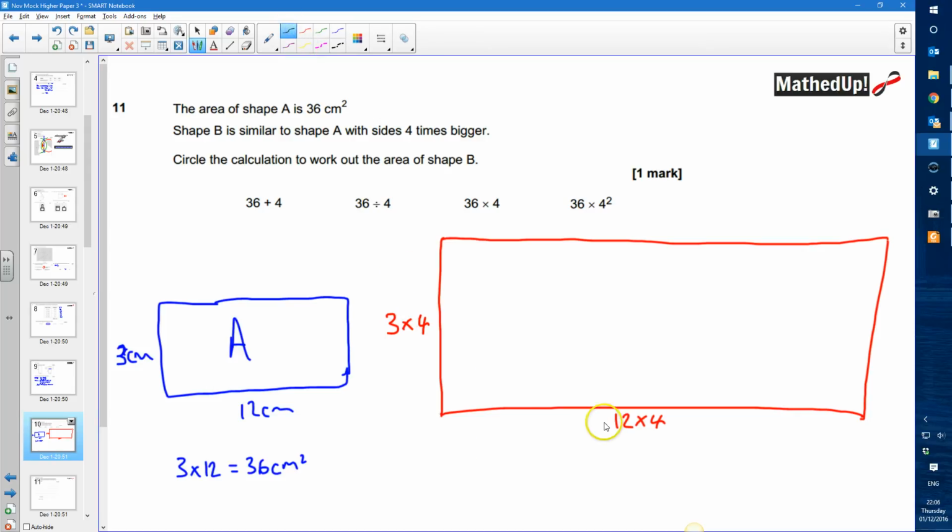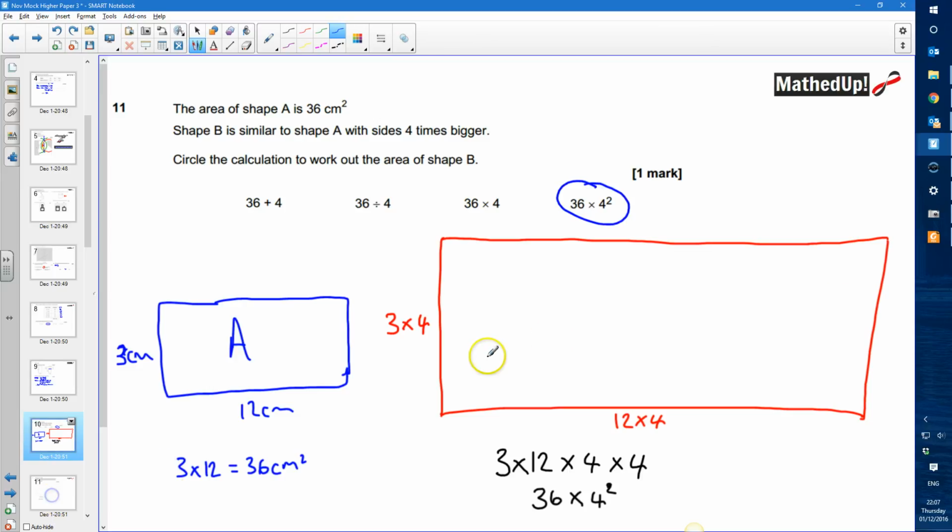So that's going to be, well, let's do 3 times 12 times 4 times 4, which means the same thing. And the 3 times 12 bit we know is 36. And we need to times by 4 twice, so that's the same as times by 4 squared. So although the lengths are 4 times as big, because the area is in 2 dimensions, we need to times by 4 and times by 4 again to get the new area, and that's why our answer here is going to be 36 times 4 squared.